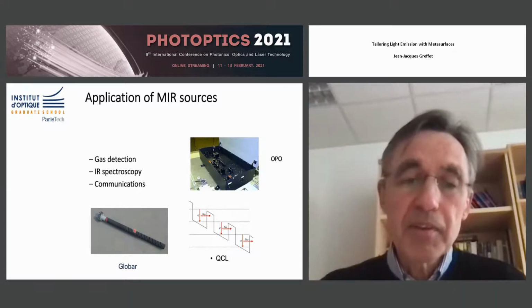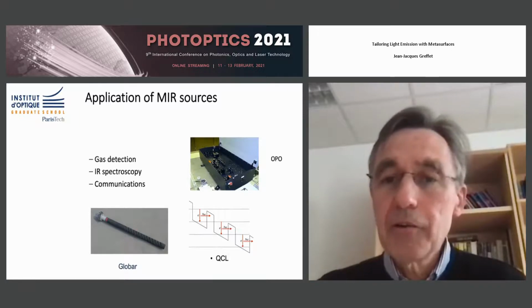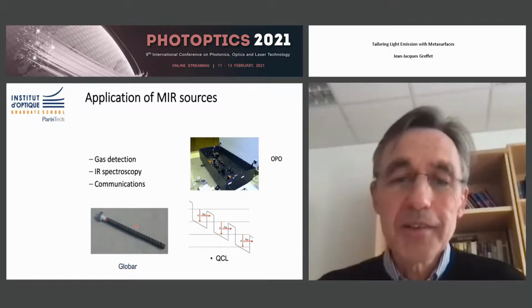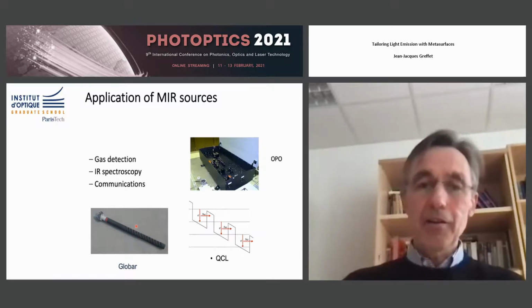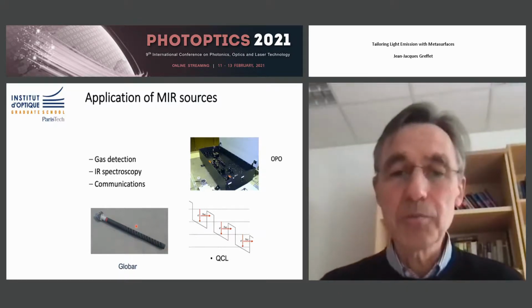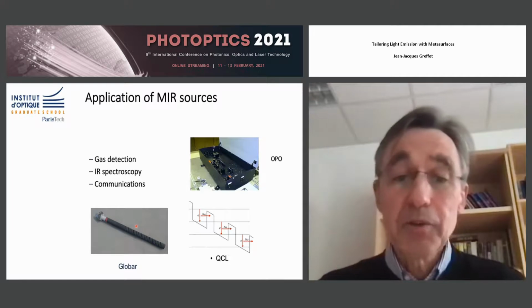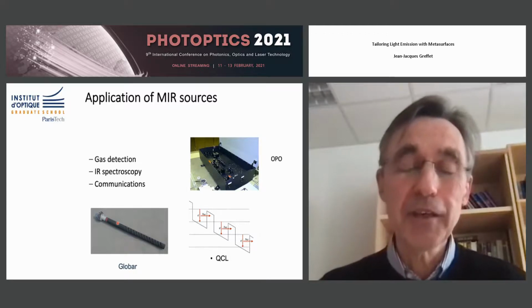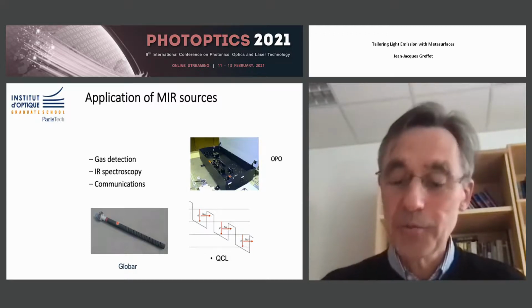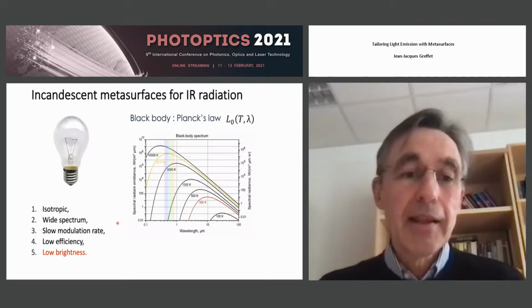And their properties are kind of opposed to these lasers. They are broadband and they are not quasi-isotropic. And you cannot modulate them fast. If you turn off the light, it takes a long time to cool down until you can turn it on again. So you cannot use it for communications. So this is what I just told you.